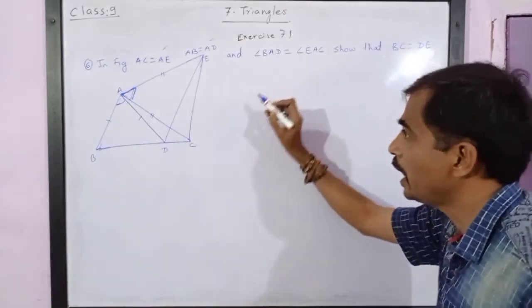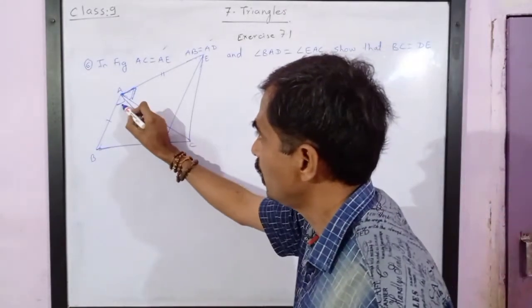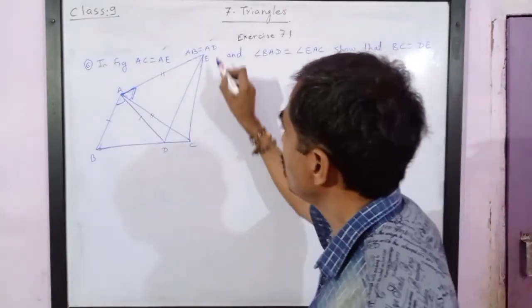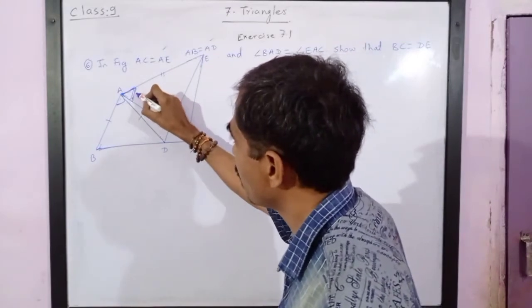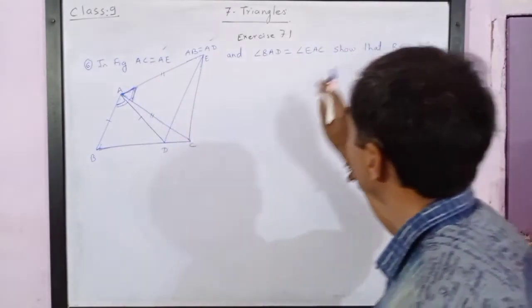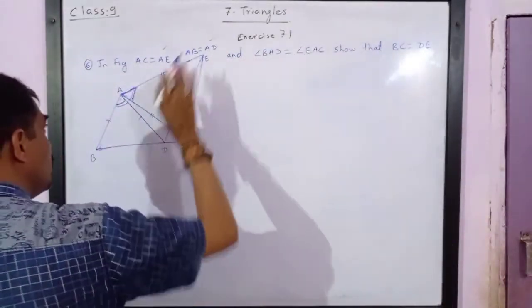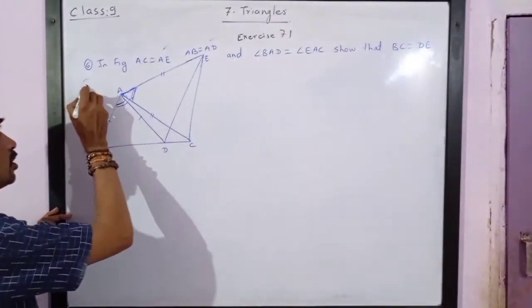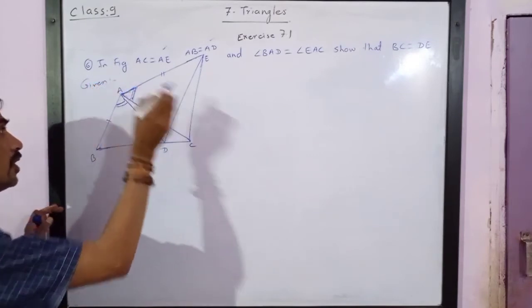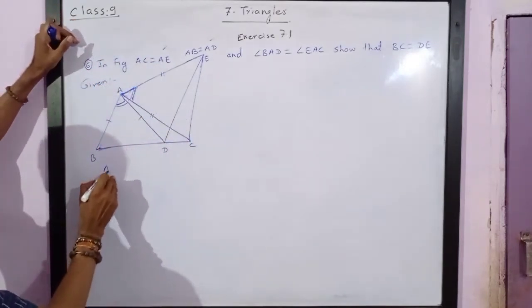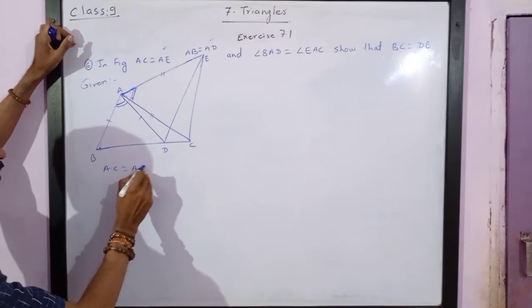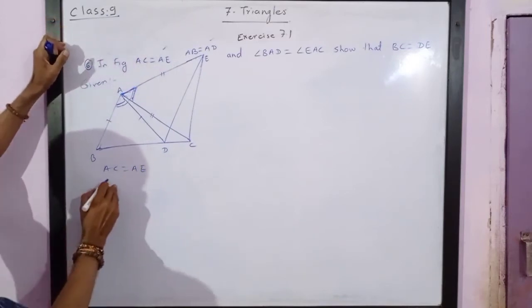And angle BAD is congruent to angle EAC. That is, these two angles are congruent. We have to show that BC is equal to DE. Now let us write the solution for this. We are given the figure. We are also given AC is equal to AE. Next we are given AB is equal to AD.